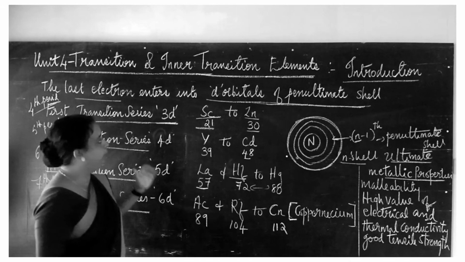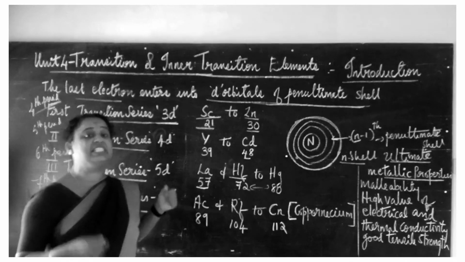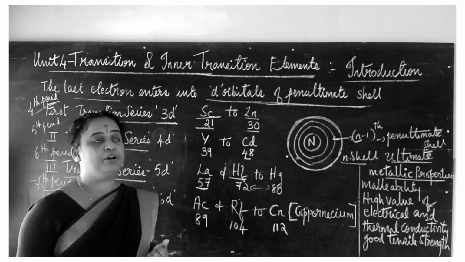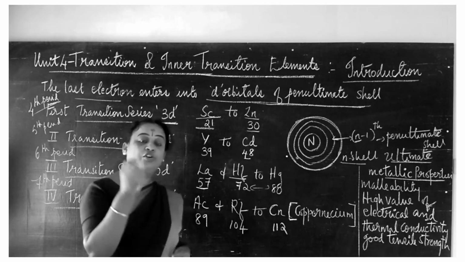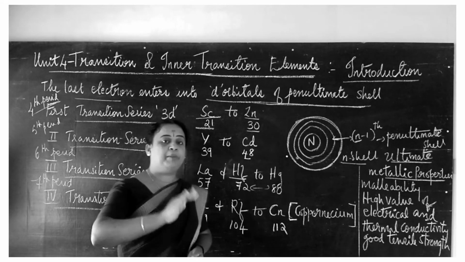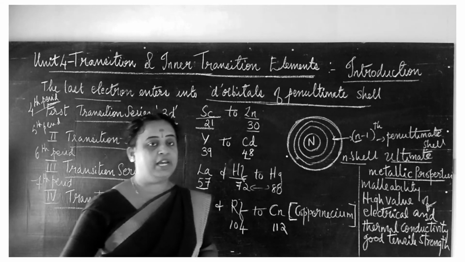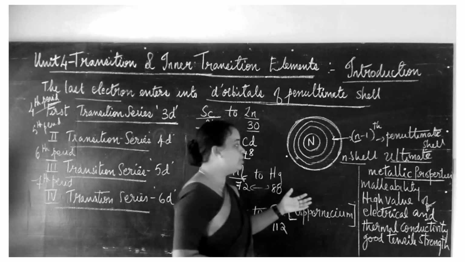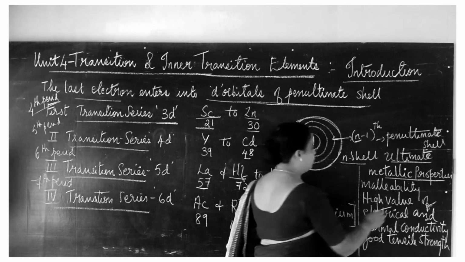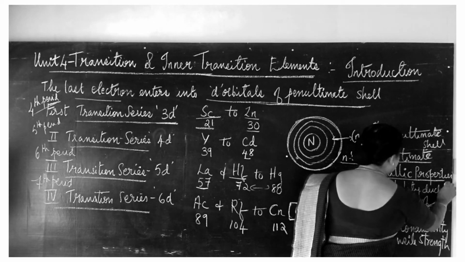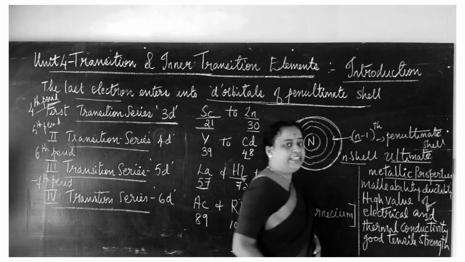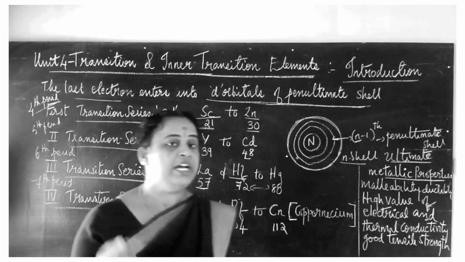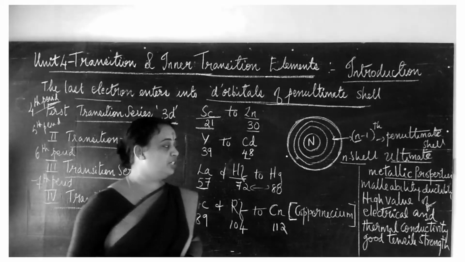Now by looking into the properties, these transition elements are transition metals, which means they exhibit metallic properties. What are these metallic properties? Of course, malleability, meaning they can be beaten into thin sheets. They are also ductile, meaning they can be made into long, thin wires. That is the ductility property of these transition elements.